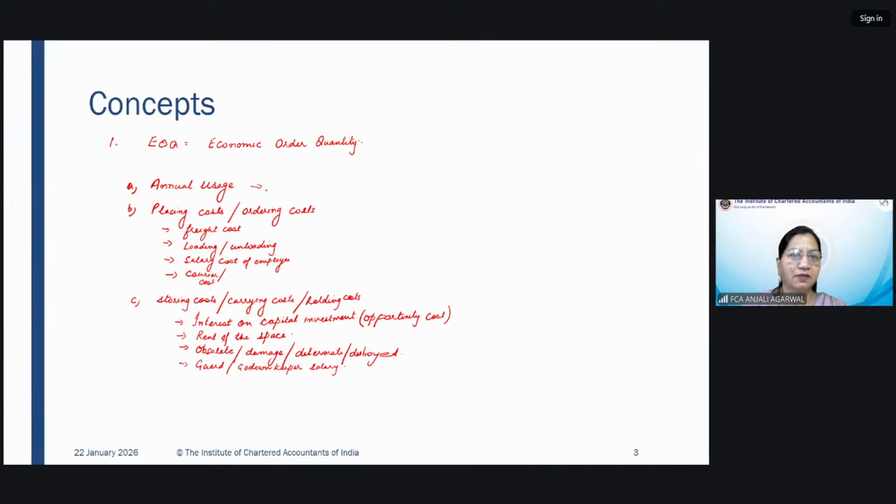Annual usage is given in terms of units. It may also at times be given in terms of rupees or amount.